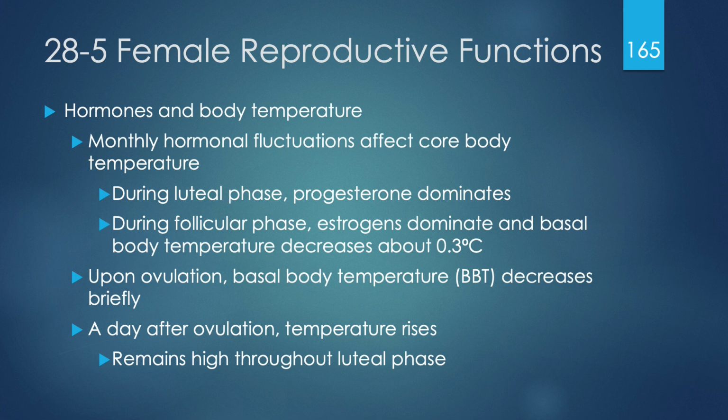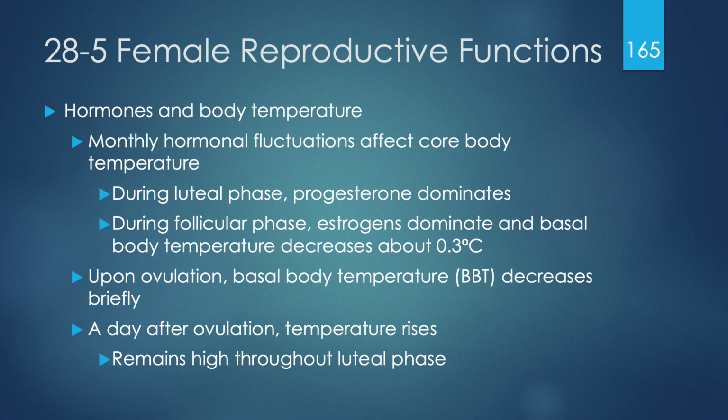Over the course of the 28-day cycle, there are fluctuations in core body temperature. During the luteal phase, progesterone will dominate the entire scene, whereas during the follicular phase, estrogens dominate, and this results in a basal body temperature decrease of about 0.3 degrees Celsius, which is quite minor. Now, upon ovulation, the basal body temperature will have a very quick drop. A day after ovulation, the temperatures will rise and remain high through the end of the luteal phase.